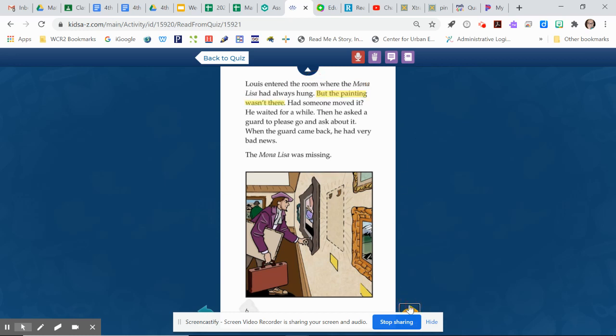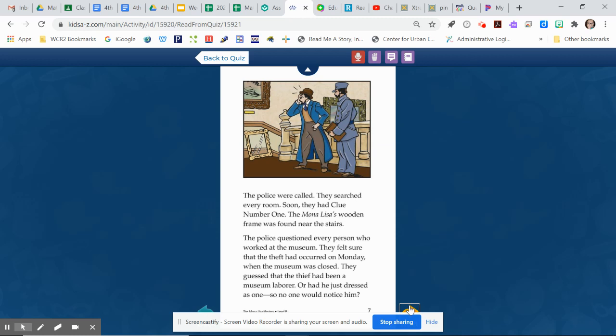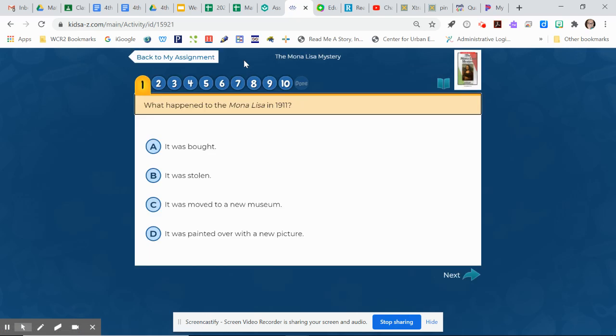Mona Lisa was missing. So the police were called and they searched every room, and soon they had clue number 1. The Mona Lisa's wooden frame was found near the stairs.